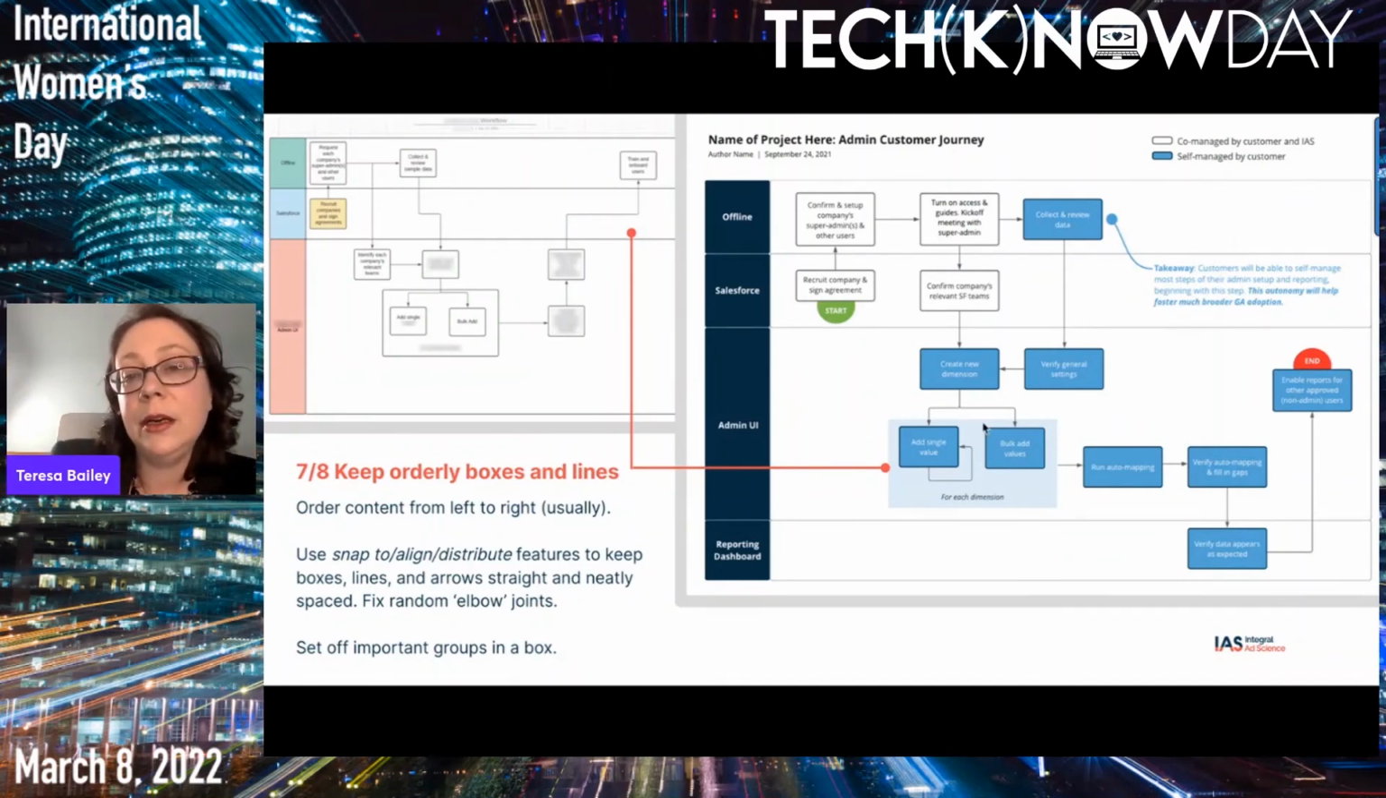And then here, we use a shaded box, which is a really cool and common way in a flow diagram to say hey, these things have some kind of relationship to each other.